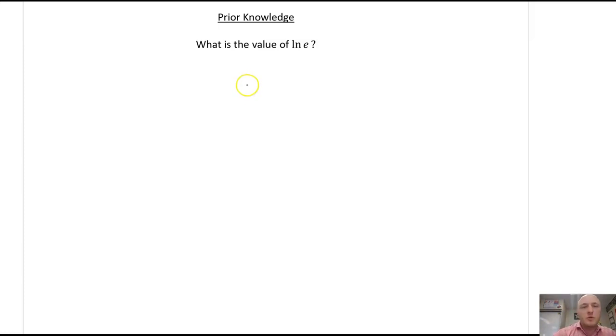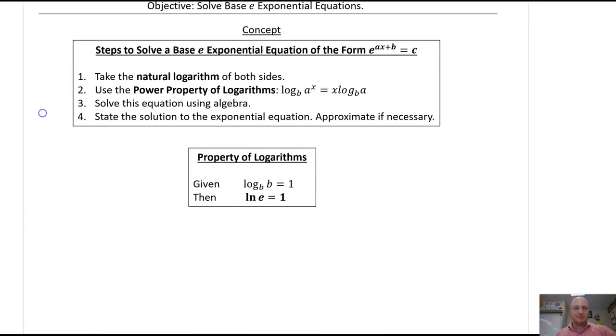I want to refresh your memory on this property, that log base b of b is just 1. An exponential base and a logarithm of the same base are inverses. So if I have the natural log, which is log base e of e, well, that's just 1. So the natural log of e is 1, and we're going to be using that idea in today's lesson.